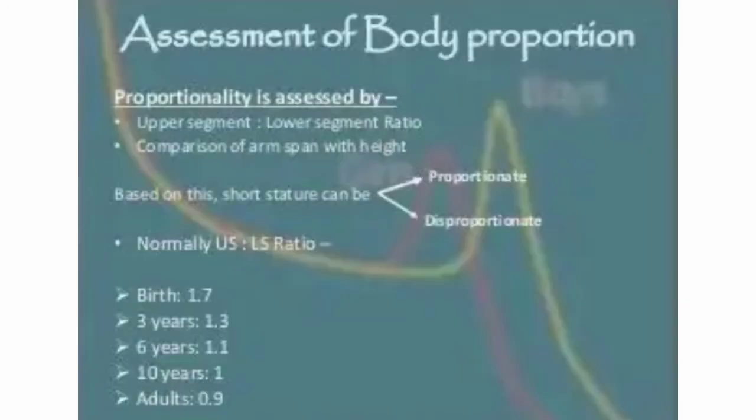This figure is showing the ratio of upper to lower segment. If the upper to lower segment ratio falls within this range, then it is proportionate short stature. If it is not, then it is disproportionate short stature. You have differentials for increased upper segment and lower segment, which you can read yourself. I've just given an idea that at birth it is 1.57, at 3 years it is 1.3, at 6 years 1.1, at 10 years 1, and in adults it is 0.9.